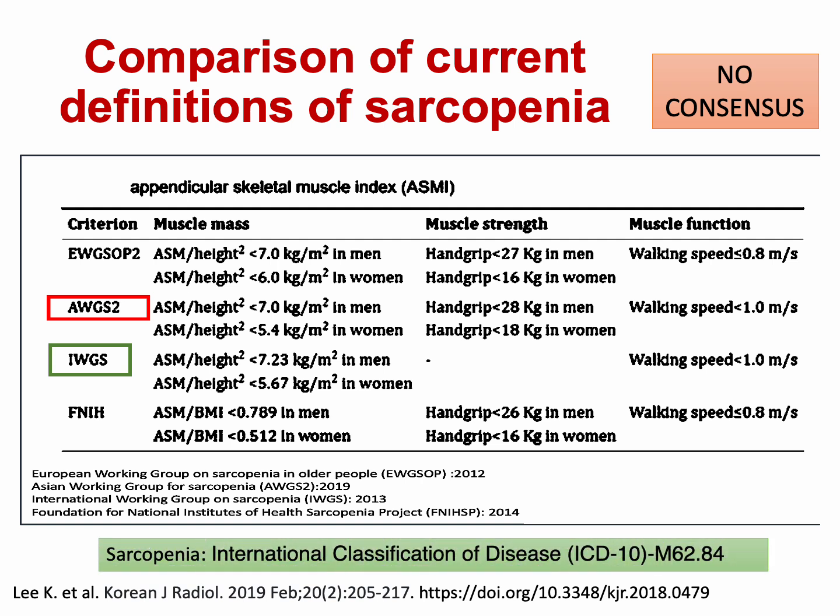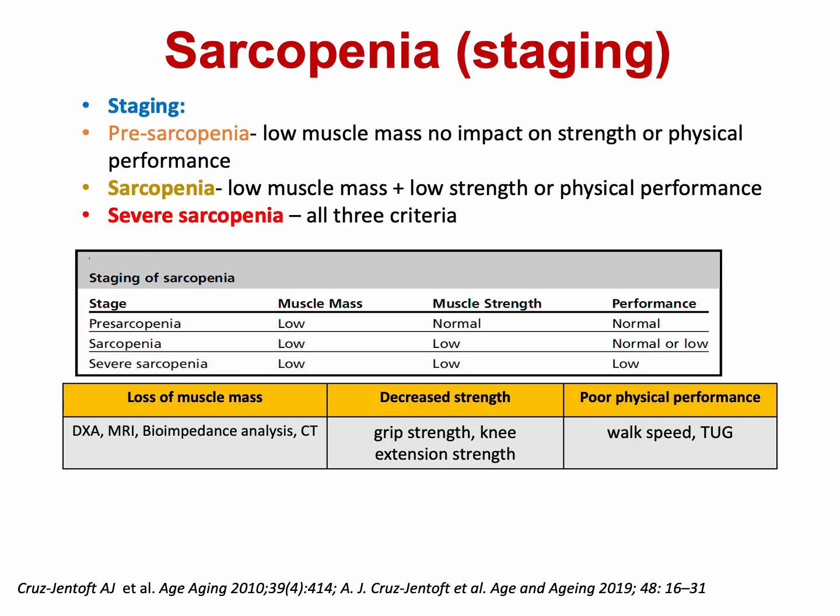Now, sarcopenia has been formally recognized as a muscle disease in the International Classification of Diseases, or ICD, which has a code of ICD-10 M62.84. The European Working Group on Sarcopenia in Older People has provided a widely accepted staging system. We have pre-sarcopenia, sarcopenia, and severe sarcopenia.